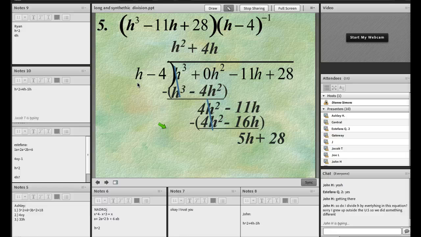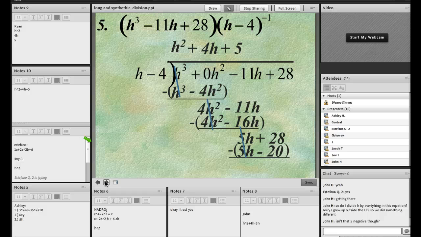All right. I have a couple answers here. You get 5. Ready? Let's see if that's right. Yes, it's right. Okay, I'm going to subtract this. What's 5h minus 5h? 0. And what's 28 minus negative 20? 48. So I have a remainder this time.